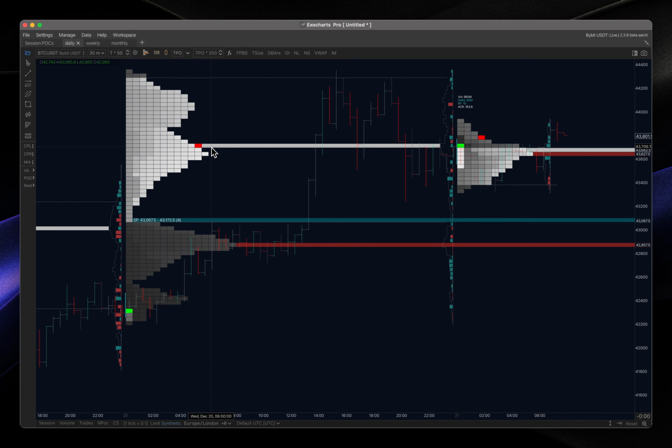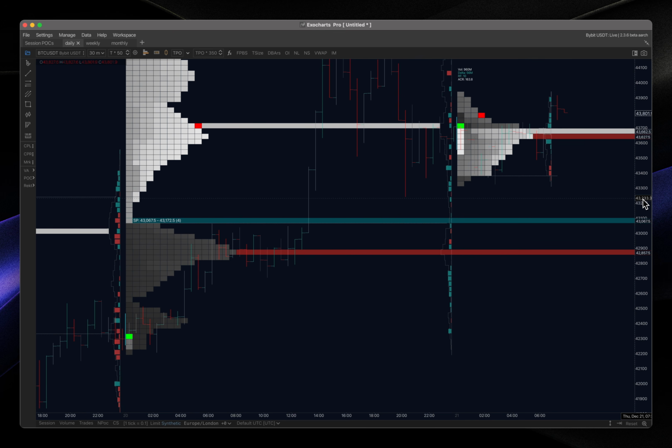But again, like I said, if the time point of control is down here, I'll go, okay, there is a high volume node backing the time point of control. I'm still going to be aware of this level down here. So that's that. Single prints and ledges. So I'll go over this now.